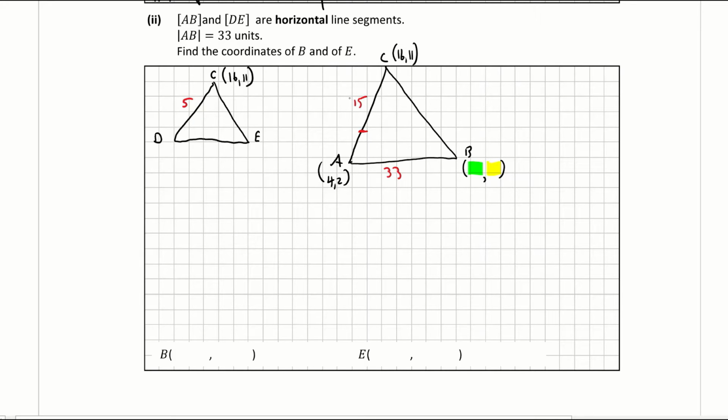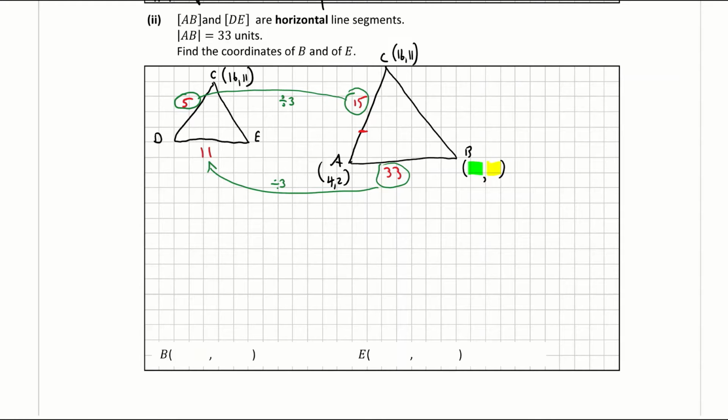Using similar triangles, how have I gone from 15 to the 5? In order to get from 15 to 5, I'm dividing by 3. So if I want to go from 33 to this length, it means I have to divide 33 by 3, which gives me a length of 11 units. So that's a little bit of information that we know. So let's see, can we figure out anything else here now?